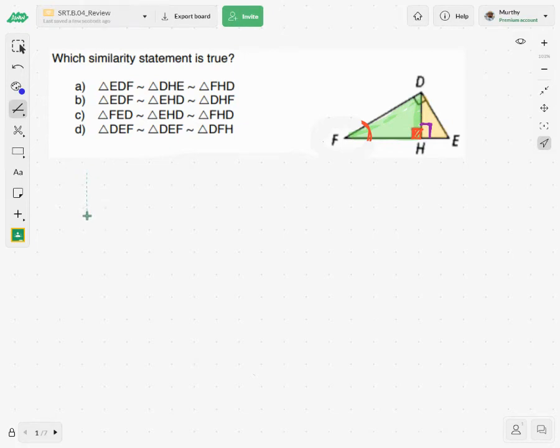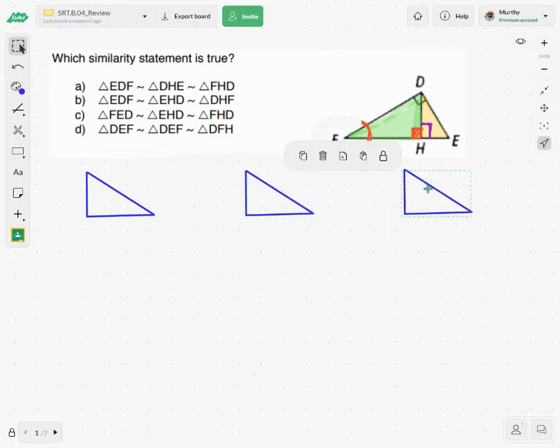Friends, you see that there are three right triangles. So let me draw three right triangles first. This is the second one and this is the third one. So I just copied three right triangles.